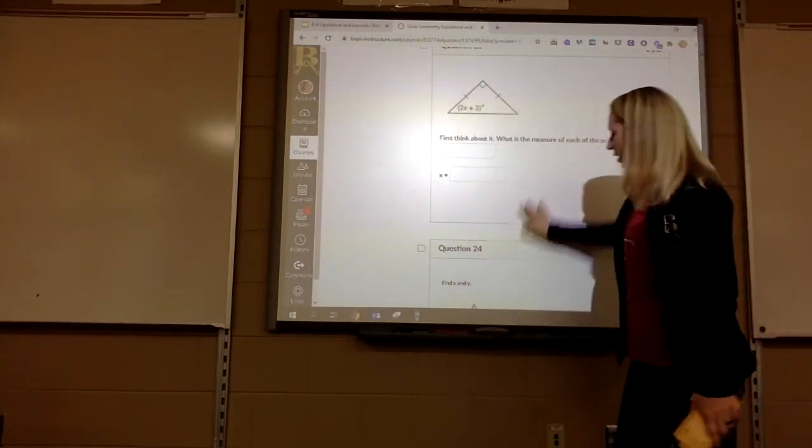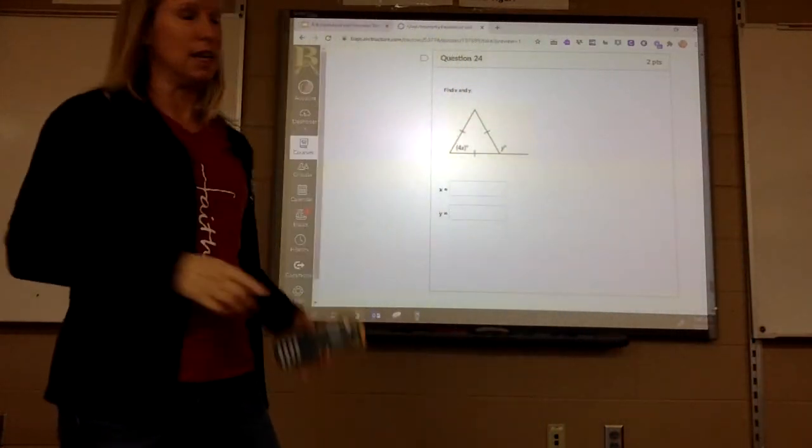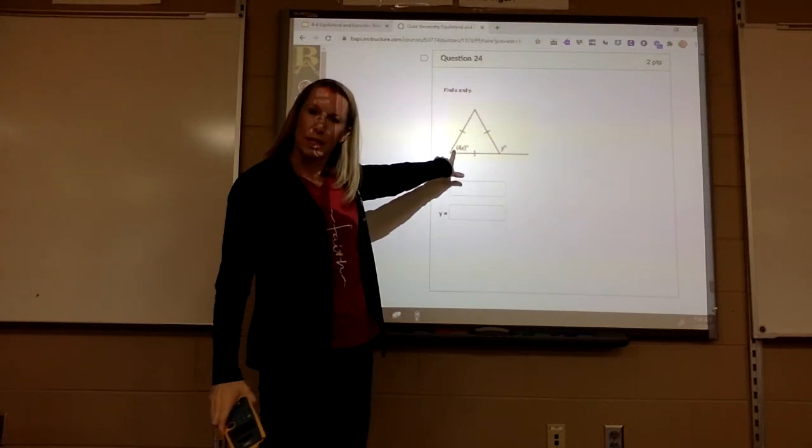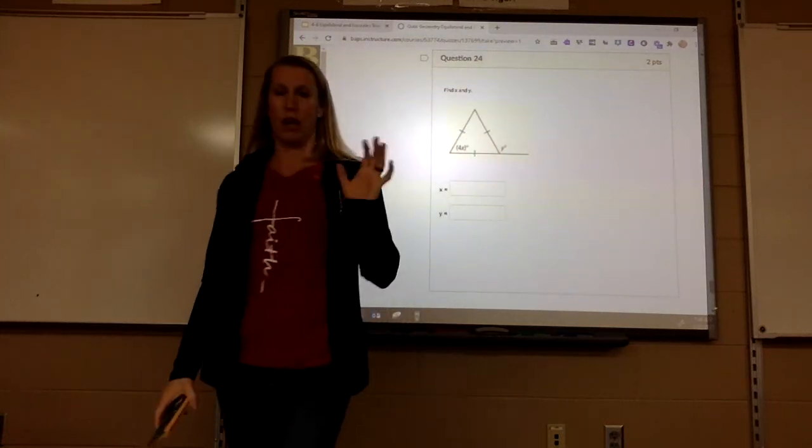And then the last one, that is an equilateral triangle, so all three angles are 60. So you'll have 4x equals 60, and then this right here is a linear pair. So I hope you can do it.